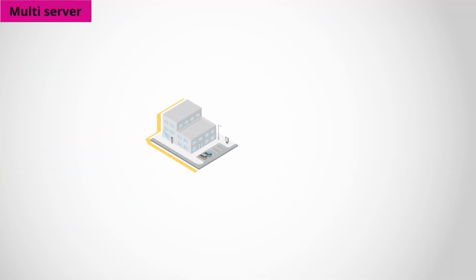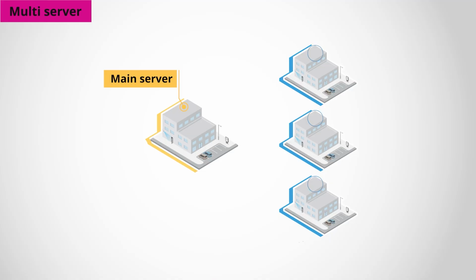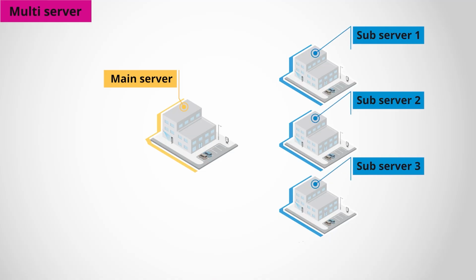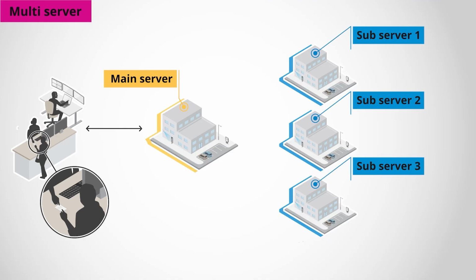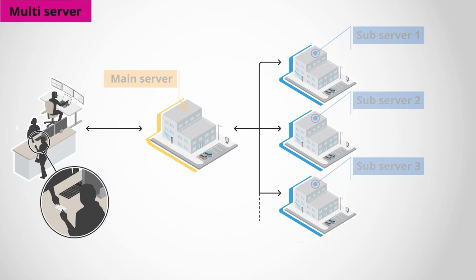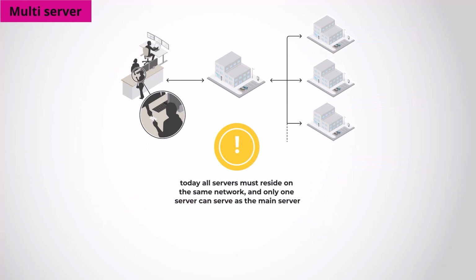A server in a centralized location can be designated as the main server, with the rest serving as sub-servers. From the main server, you can create global cardholders and cardholder groups, which are then synchronized with all connected sub-servers. This enables global users to be integrated into local access rules. At the same time, each sub-server can still manage its own local users independently. Today, all servers must reside on the same network, and only one server can serve as the main server.